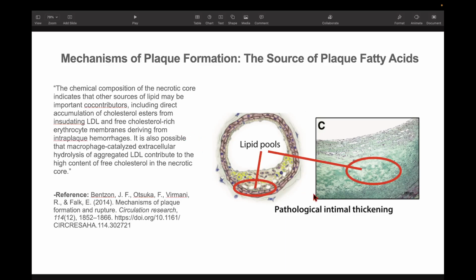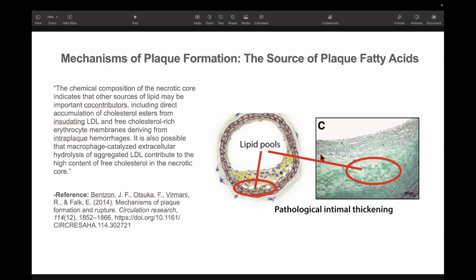And what they're saying is that these fats are coming from the lipoproteins, and they're also coming from angiogenesis, the new vessel formation that can occur in the artery to feed the cells within this arterial layer. And that new vessel formation can lead to the flow of red blood cells into this arterial layer or into the plaque, and we'll see that in just a minute.